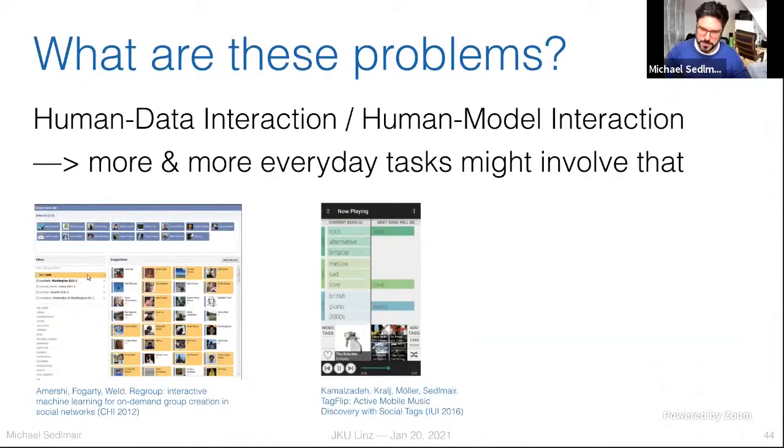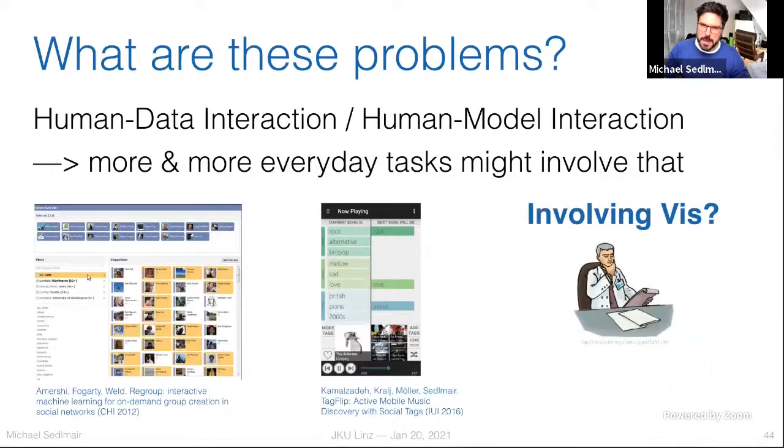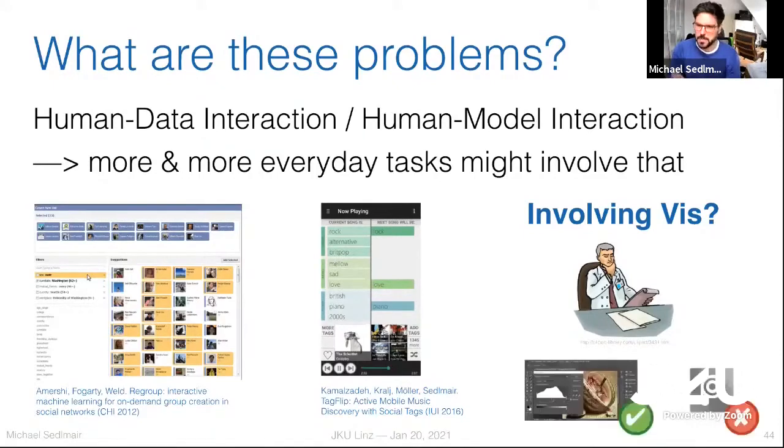Pretty cool. So why am I talking about these things? These are not visualization interfaces. So if we send papers like that to Vis, I think what happens is, this is not a visualization problem. But I think we should not restrict ourselves to thinking that visualization is the only way to deal with human data interaction problems. I would really encourage you to think about the general idea of humans and data, humans and models, and how they can interact. And I think this is also a trend that we're seeing.